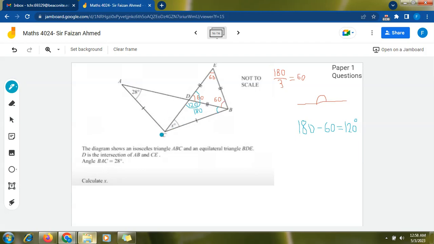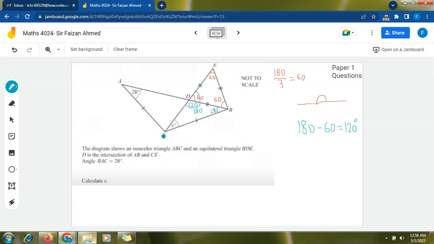How? Because this triangle ABC is an isosceles triangle, and since these two sides are equal, the angles opposite to them will also be equal. So the angle opposite to CB is 28 degrees. So the angle opposite to AC will also be equal to 28. So now I can find out the value of x very easily.